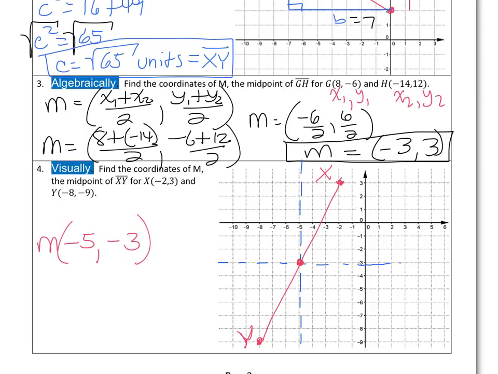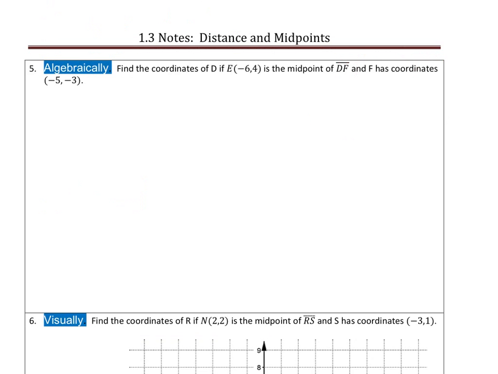I think, in my opinion, either approach, algebraically or graphically, is just as easy as the other in terms of finding the location of the midpoint. So in this case, it's probably just your preference what you like to do. Let's take a look at finding the location of an endpoint if given the midpoint and the other endpoint. We're going to look at that both algebraically and visually.